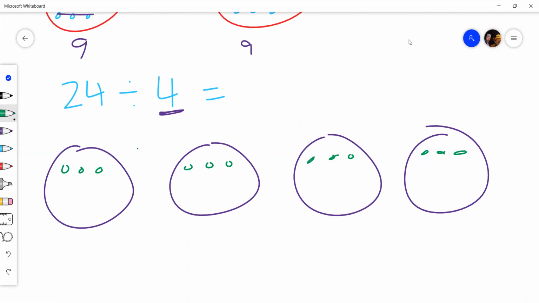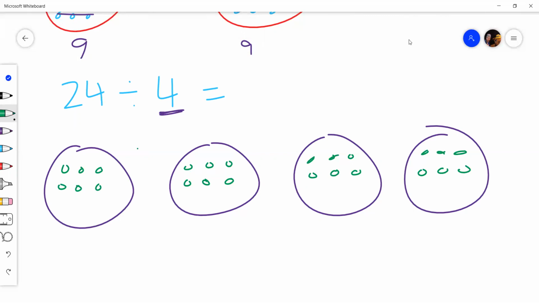So 1, 2, 3, 4, 5, 6, 7, 8, 9, 10, 11, 12, 13, 14, 15, 16, 17, 18, 19, 20, 21, 22, 23, 24. So you can see like this is maybe not the most efficient strategy because counting them out like this can be confusing, but I got there. I got to 24 and they're all the same.